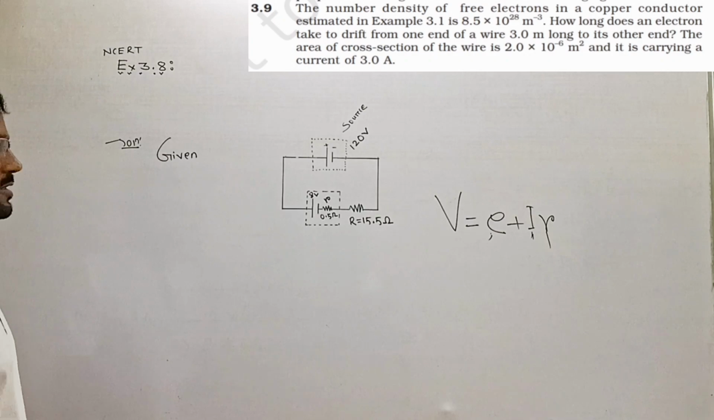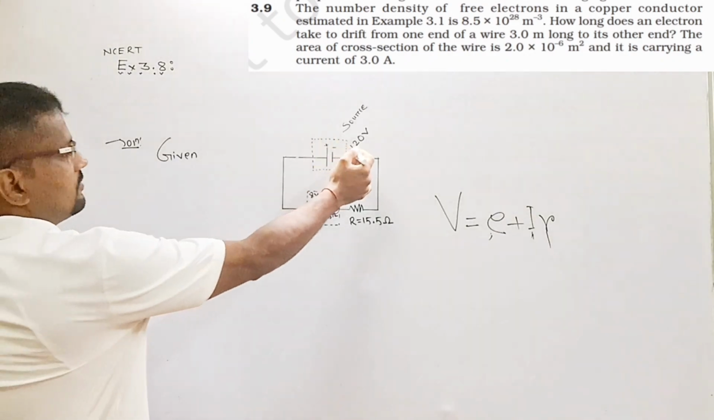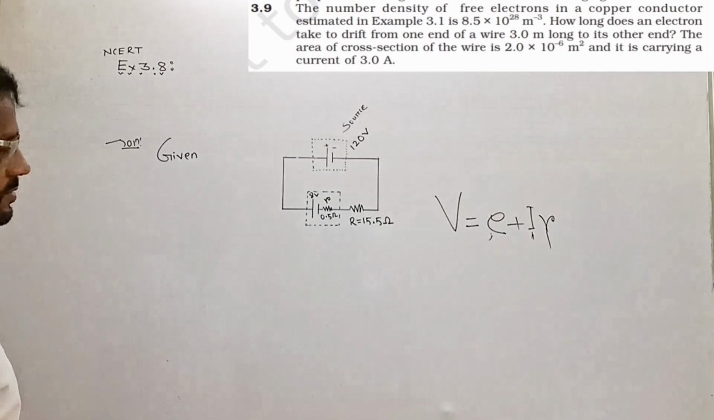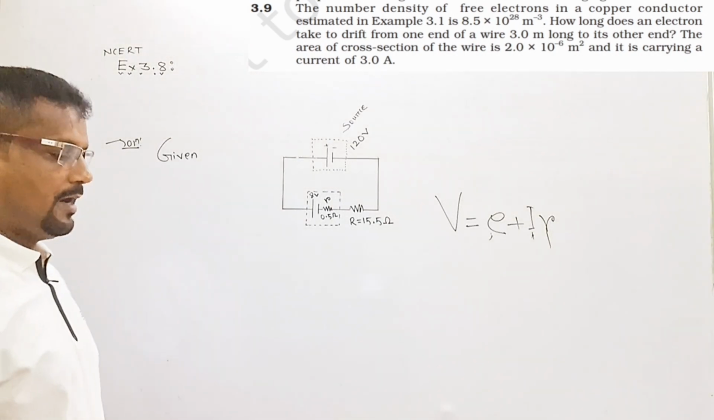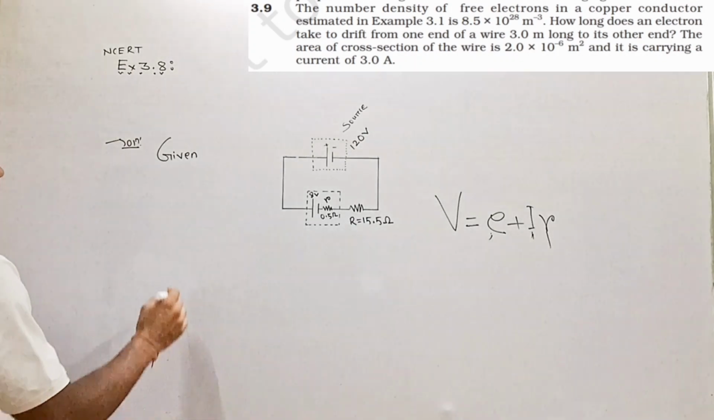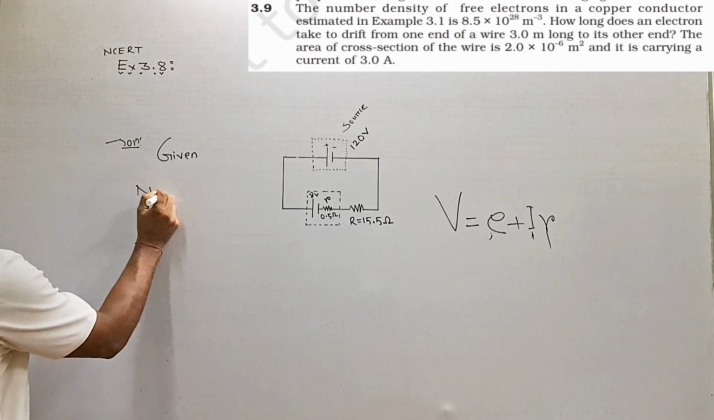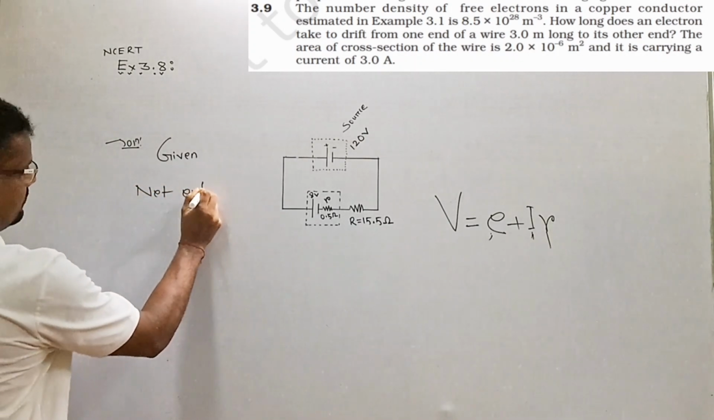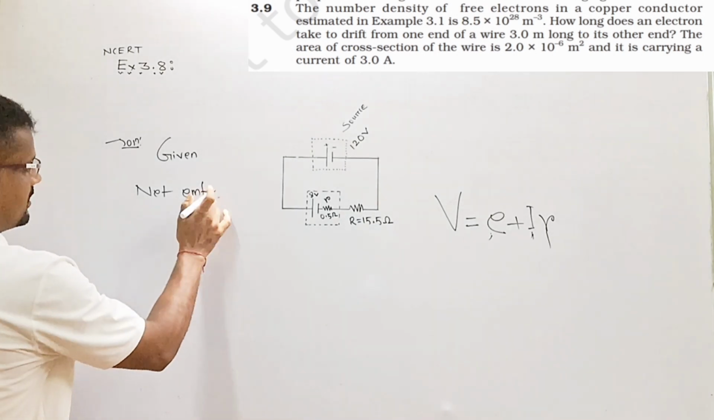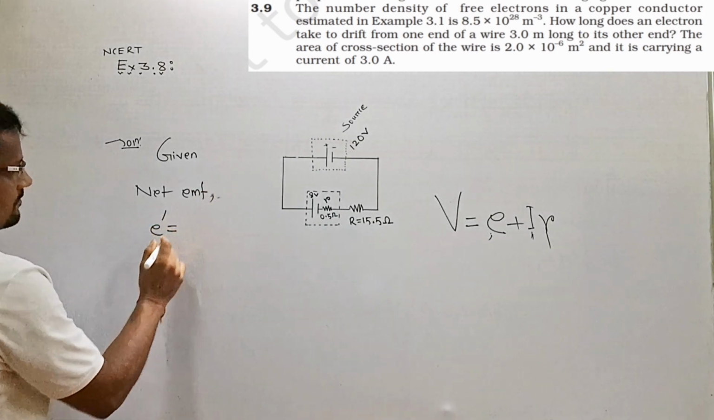So at first you see, it is a battery of 120 volt and here it is your 8 volt. So that's why at first you see effective EMF or net EMF in the circuit. Let us write net EMF, let us denote it by E dash.